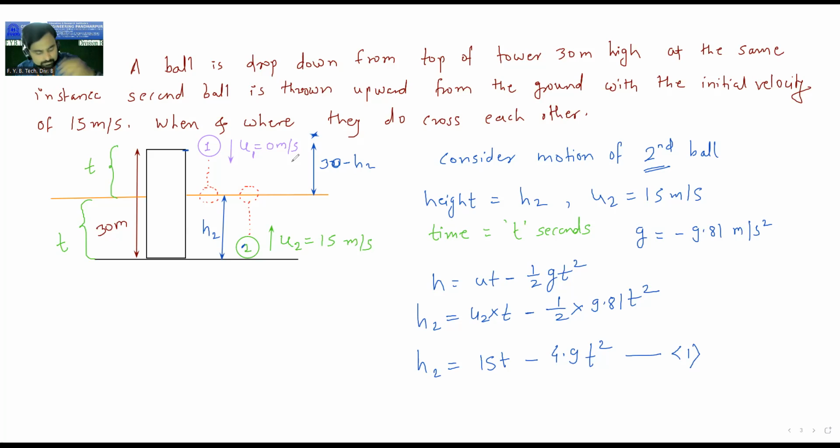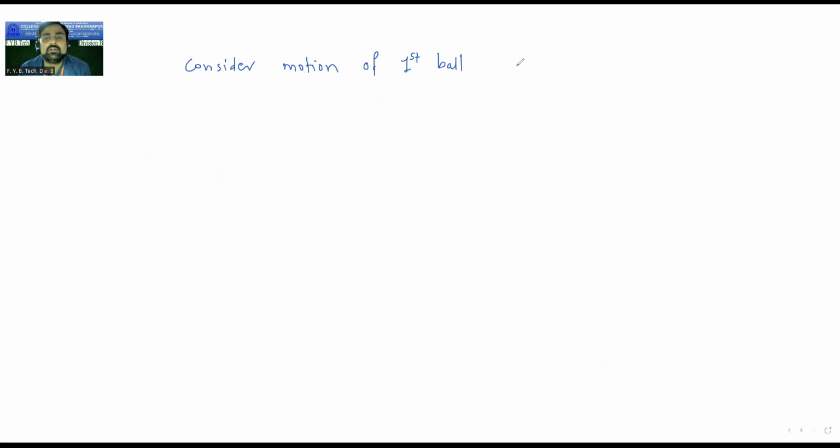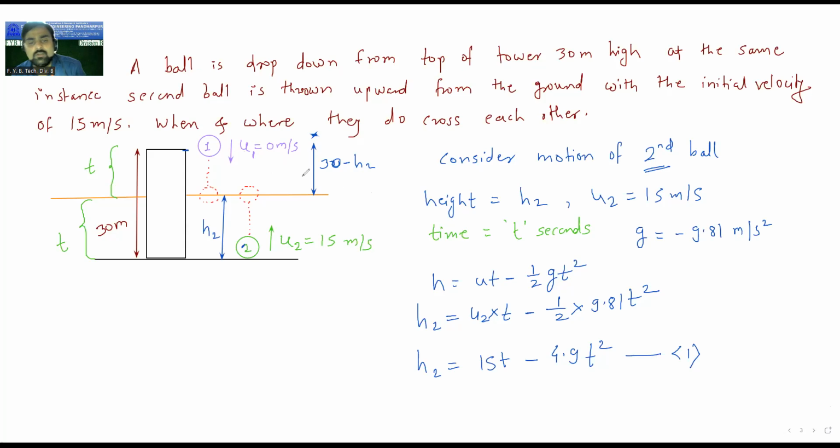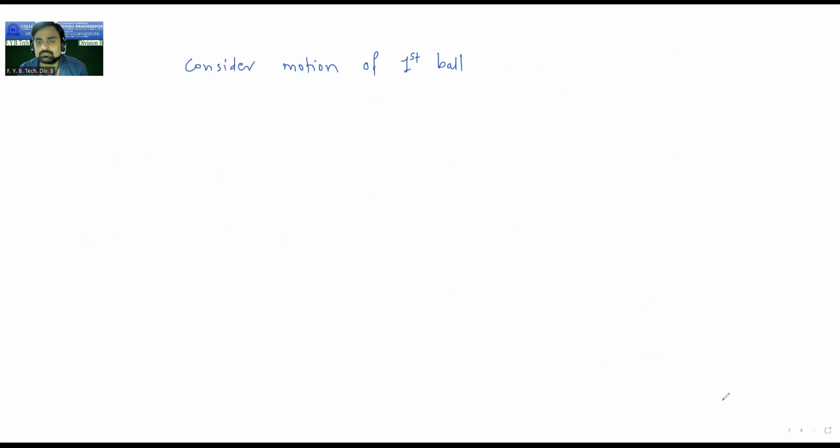सो नाव हिअर काय सांगत होता तुम्ही, first case. Okay, consider the motion of first ball. Now here you can see initial velocity, height is known to you, time is known to you. So if I use the formula, then initial velocity u is equal to 0 meter per second.